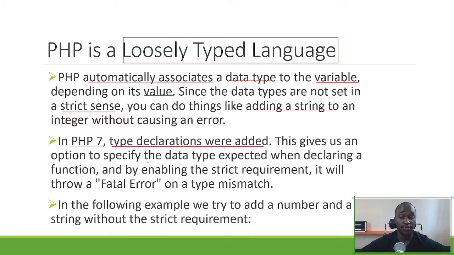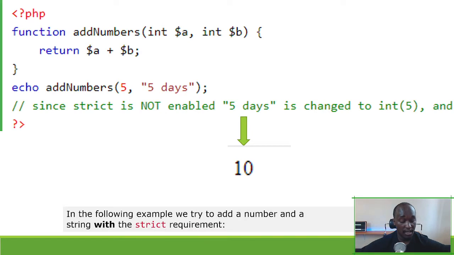So this gives us an option to specify the data type expected when declaring a function, and you do so by enabling the strict requirements. When you do that, it will throw a fatal error if you're trying to, for example, add an integer to a string, because it's going to be a type mismatch. In the following example, we try to add a number and a string without strict requirements, and it's going to work.